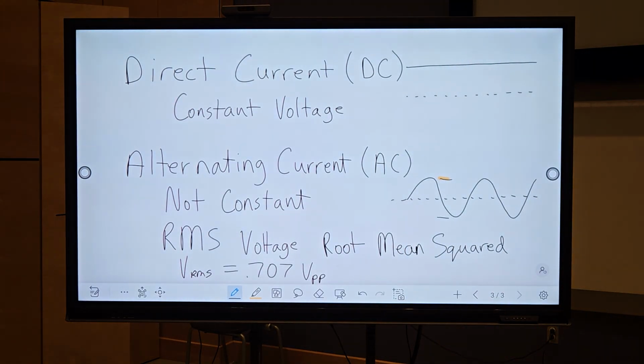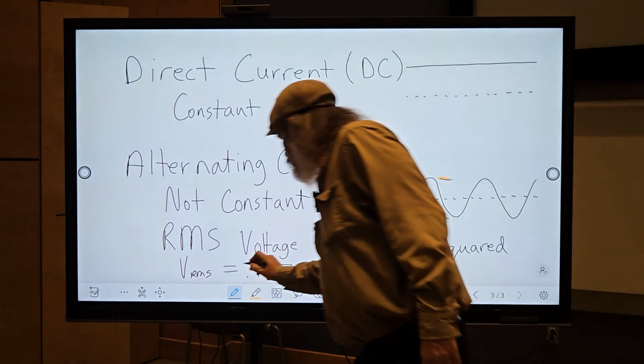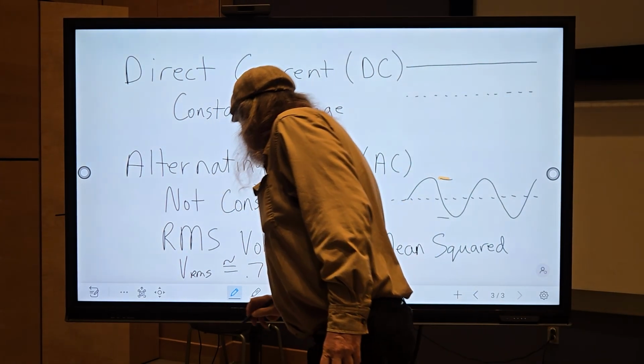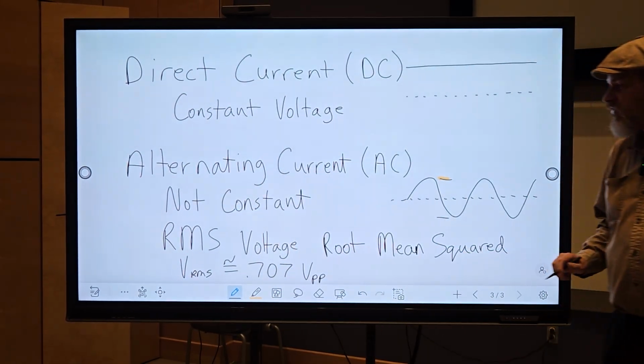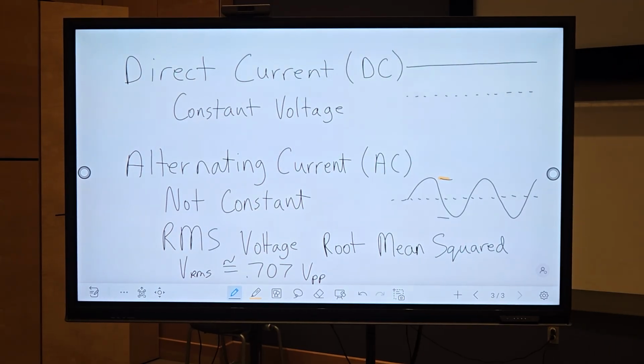Getting into the why of that is beyond the scope of this class. Just accept that it's approximately 0.707 of the peak-to-peak voltage.